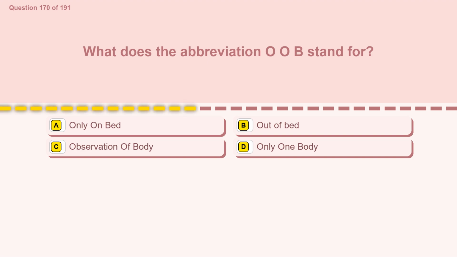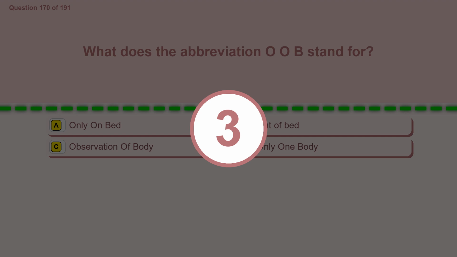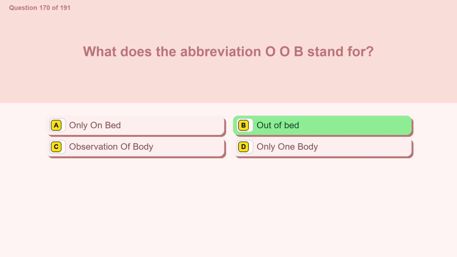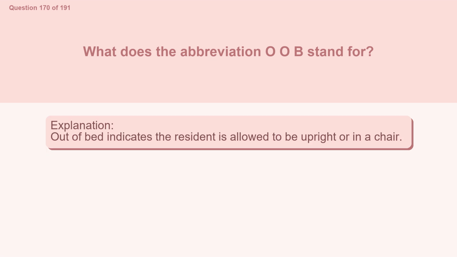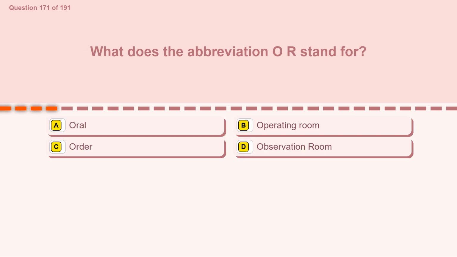Option A. Only on bed. Option B. Out of bed. Option C. Observation of body. Option D. Only one body. The correct answer is option B. Out of bed. Out of bed indicates the resident is allowed to be upright or in a chair. Question 171. What does the abbreviation OR stand for?